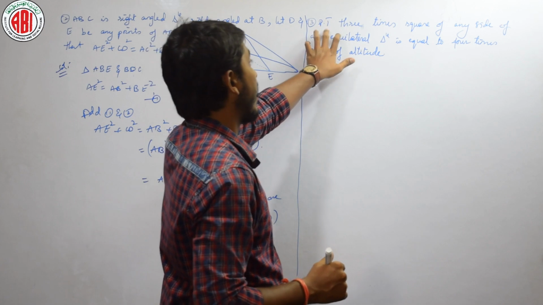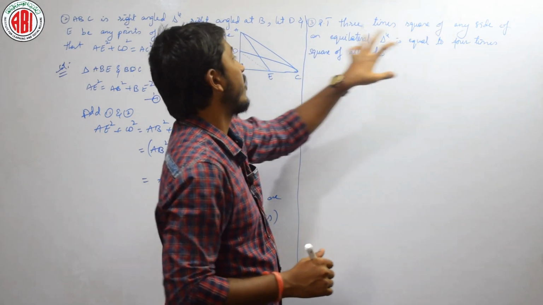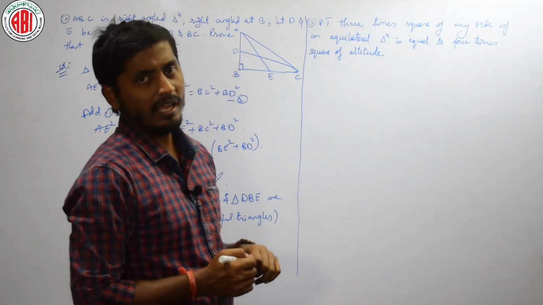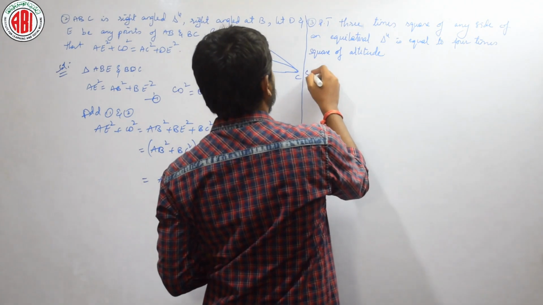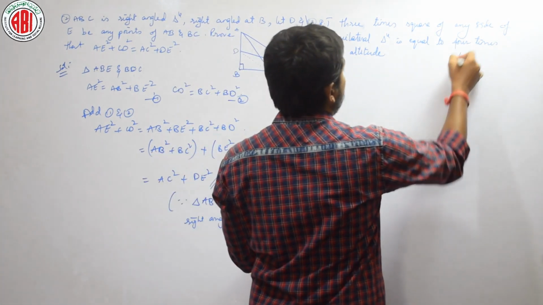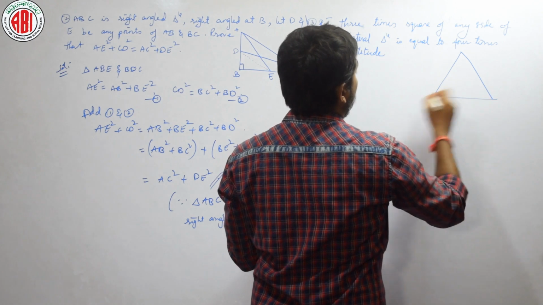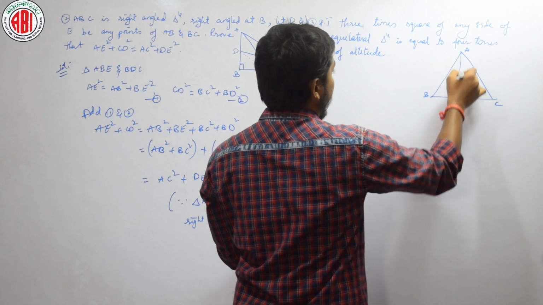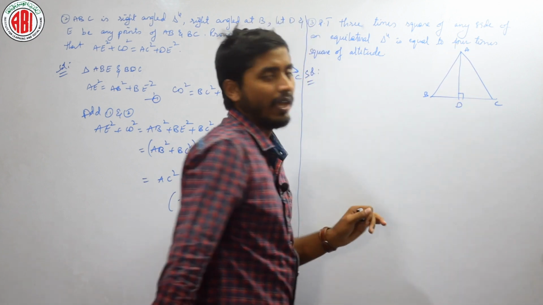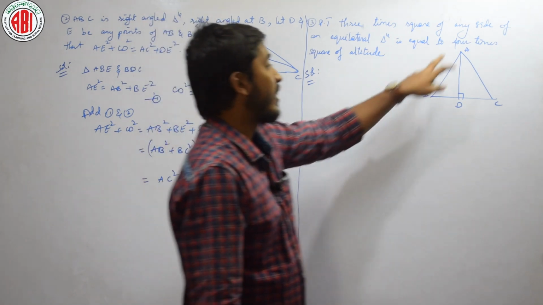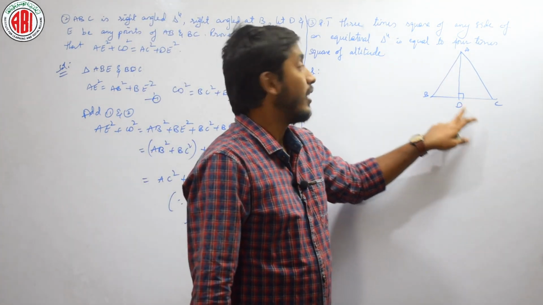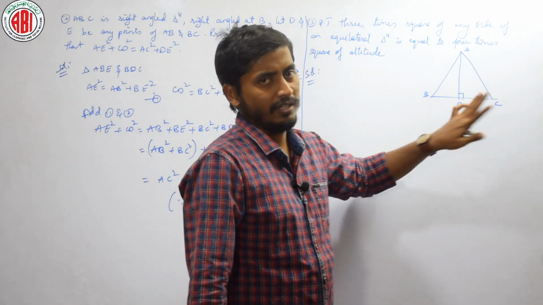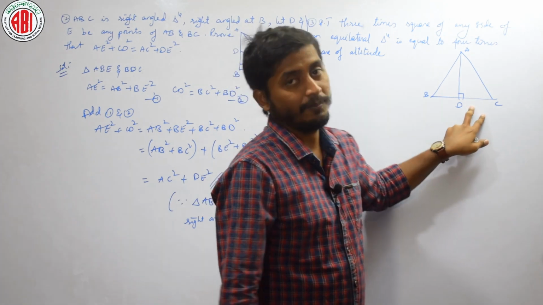We are asked to prove that 3 times the square of any side of an equilateral triangle is equal to 4 times the square of its altitude. How to do it? Let this be an equilateral triangle ABC with height AD. Remember, the height in an equilateral triangle bisects the base into 2 equal halves. Which means BD is equal to CD.